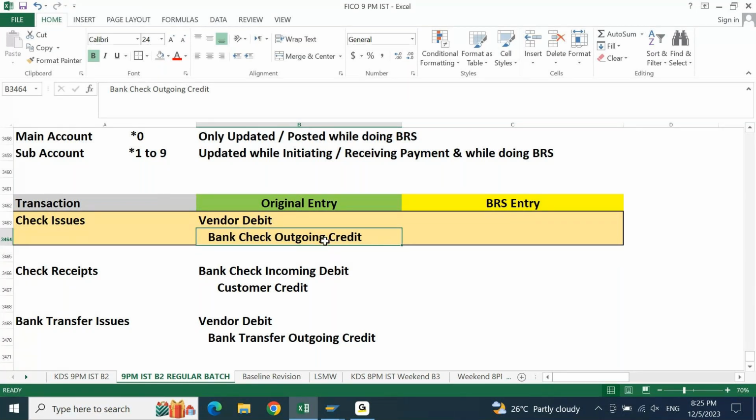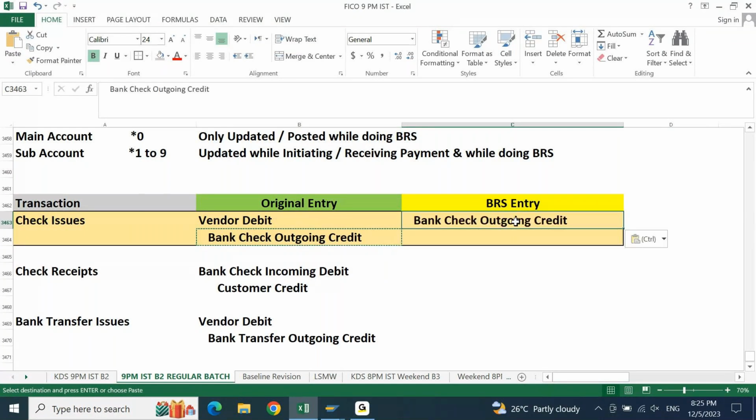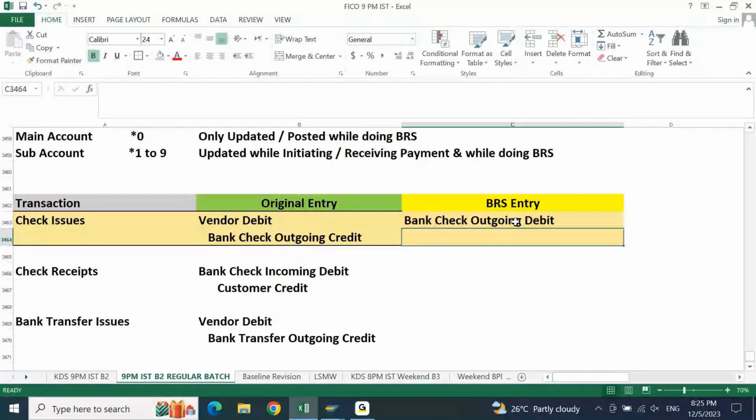You are going to pass an entry for BRS. For BRS, wherever you have the sub account, it will take the opposite position. When I say the sub account will take the opposite position: the sub account is currently on the credit side, so the opposite position is the debit side. I'll take the sub account on the debit side, so I'll replace credit with debit. Okay, the sub account is taking the opposite position in BRS.